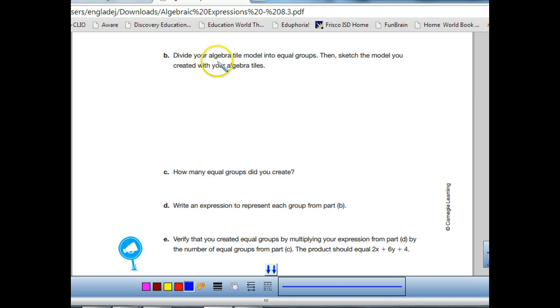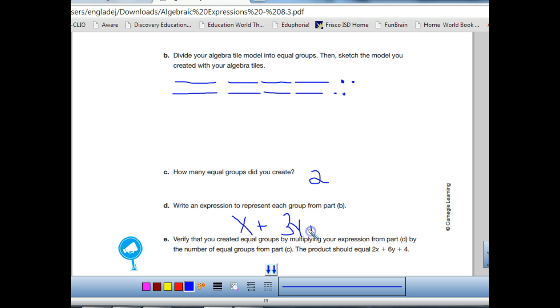All right, so it says divide your algebra tile model into equal groups, then sketch the model you created with your algebra tiles. Well, I believe that's what we just did. I don't know what the difference between this question is, but sketch the model, divide into equal groups. So it says, how many equal groups did you create? Well, how many did I create? I created 2 equal groups, right? Write an expression to represent each group from part B. Well, what did each of these groups represent? It represented an x. And how many y's did I have? I had 3 y's. And then I had 2 constants left in every group, right?